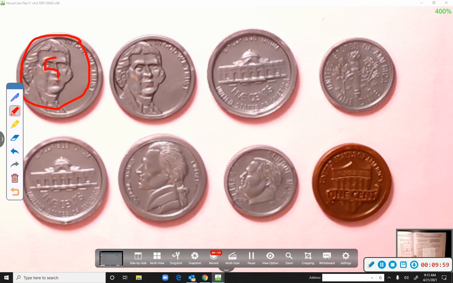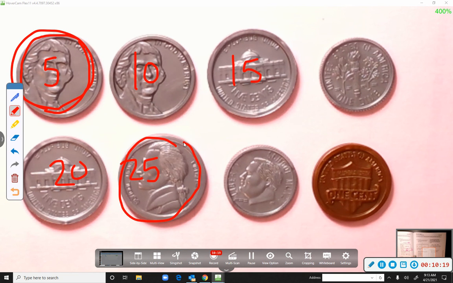5, 10, 15, 20, 25. Okay, so those were all nickels. Did y'all realize that? Yes. You see how some of the nickels look like this one and some look like this one, the heads. The tails pretty much look the same, okay? But just know you'll see more than one style, this one and this one. So that's 25, and now what should I skip count by? David?